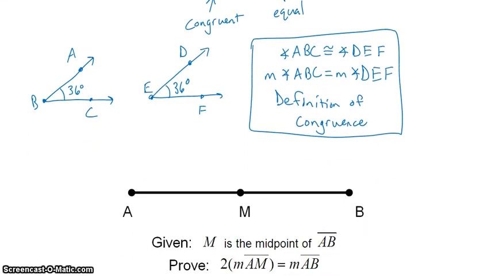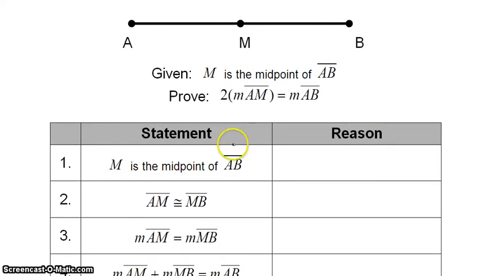Let's look at a proof. A proof is stringing together statements in a logical order, each with a reason. For reasons, we can use theorems, postulates, and definitions. Our first given: M is the midpoint of segment AB. The reason I know that is that the information is given to me. That's my reason for statement number one. Now I'm trying to prove that 2 times the measure of segment AM is going to equal the measure of segment AB. Well, I know that's true. Let's write a logical proof for that. So how can I string these statements together logically? First statement is given. Second statement.